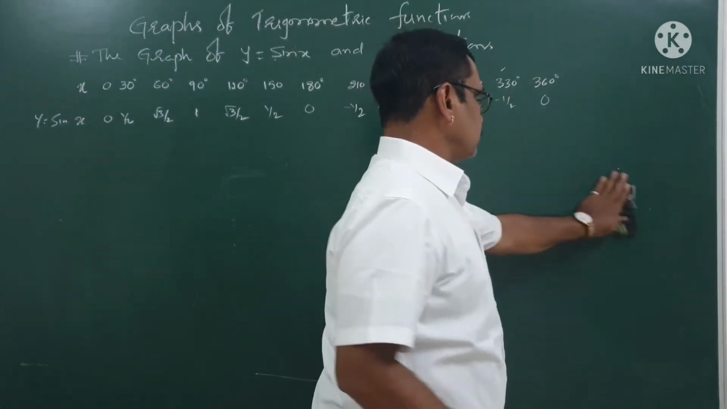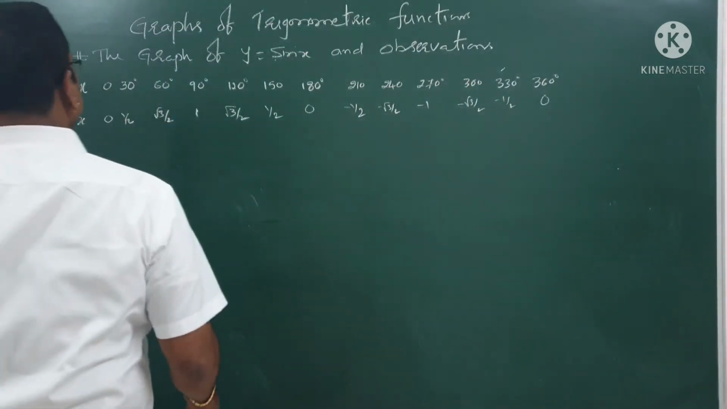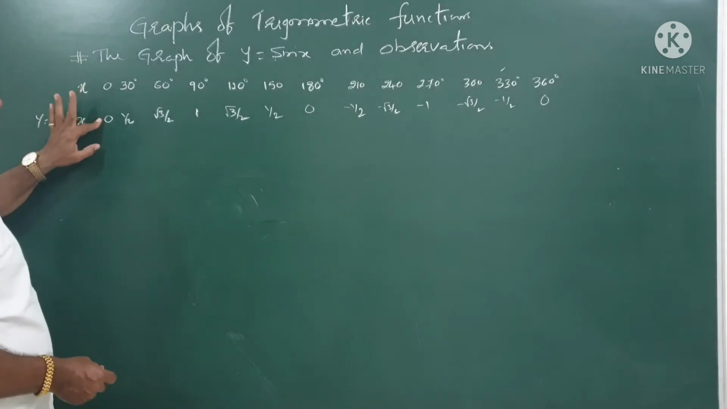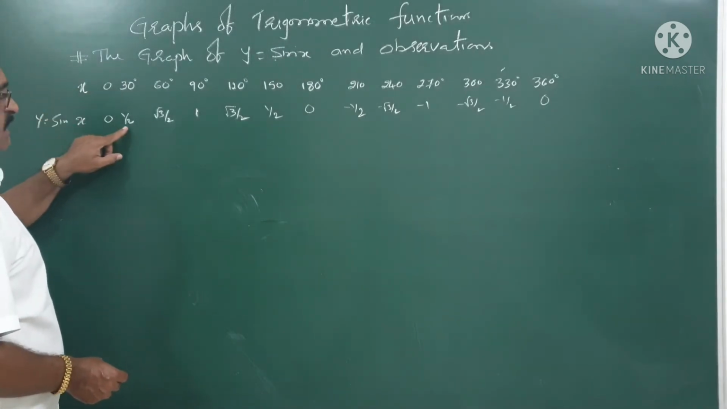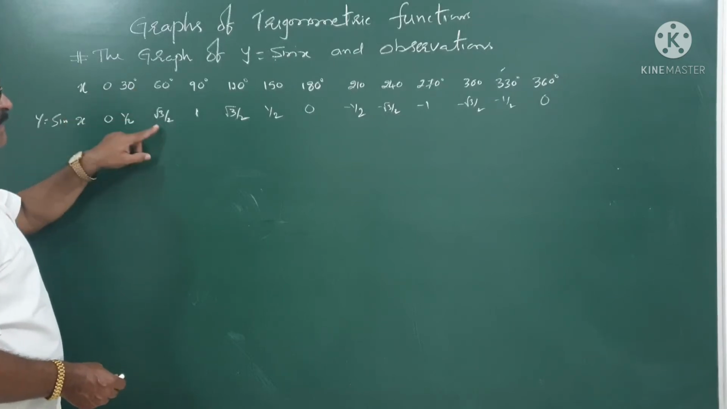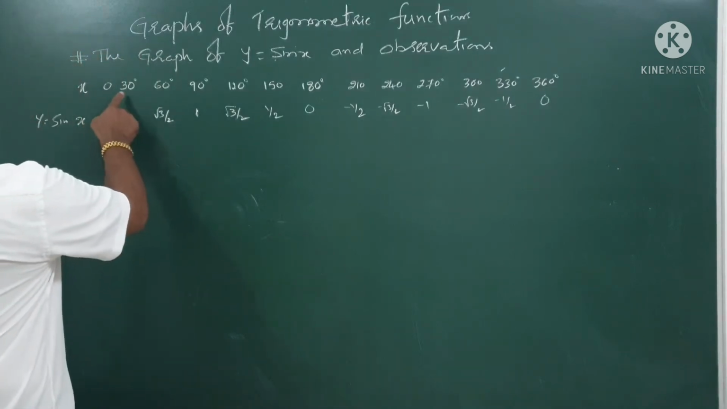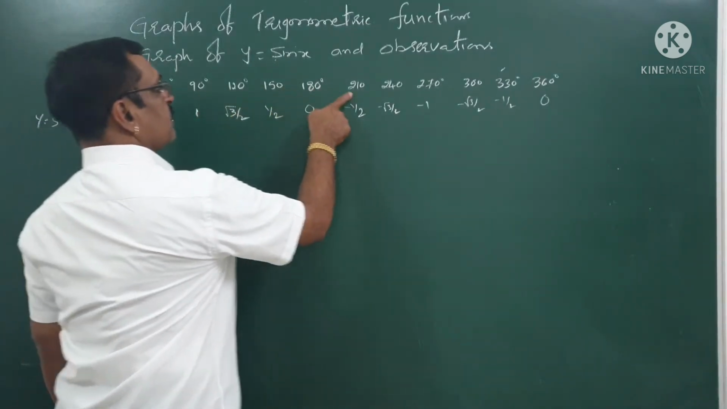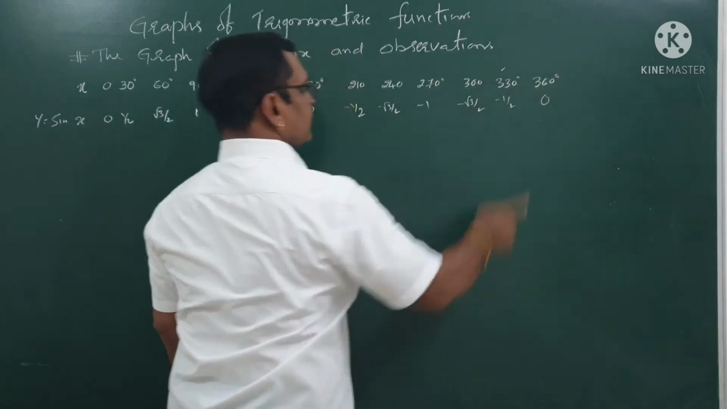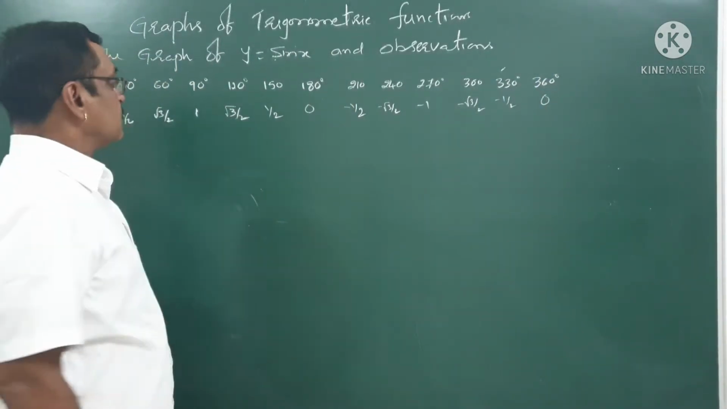So I have the points. x1, y1 is 0, 0. x2, y2 is 30 comma half. x3 is 60 comma root 3 by 2, and so on continuously. How many points do I have? 1, 2, 3, 4, 5, 6, 7, 8, 9, 10, 11, 12, 13 points I have. So I am going to draw the graph for this.